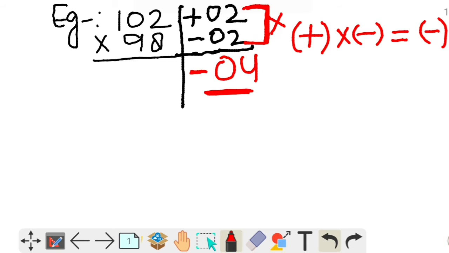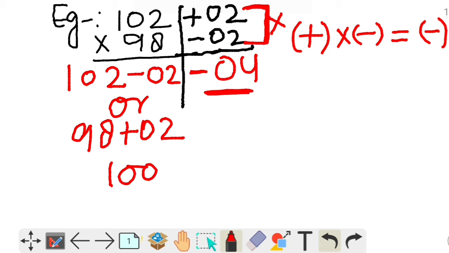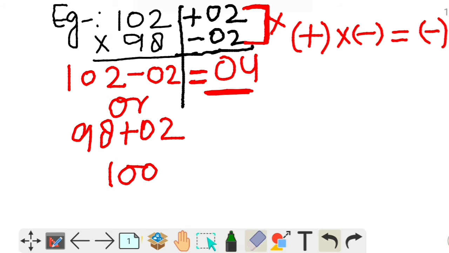Now we will do cross addition or cross subtraction. Whichever you do, you will get the same answer. Suppose we do 102 minus 02, or you do 98 plus 02. You will get the same answer, that is 100. Now, to remove this minus sign, I'll change my pen so that it's clear to you. You have a minus sign here. You cannot write minus in your answer, so to remove this minus sign, you will do minus 1 over here.